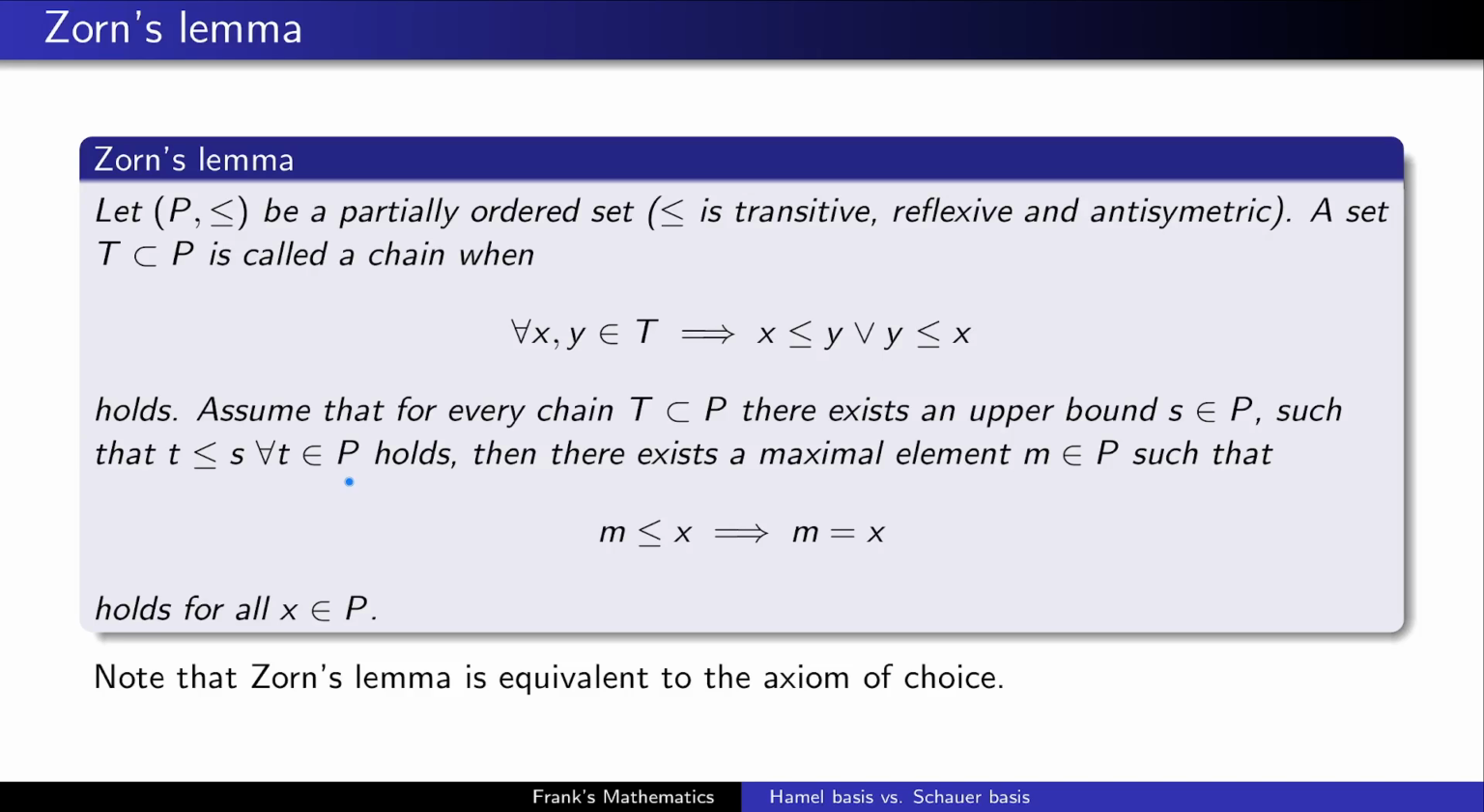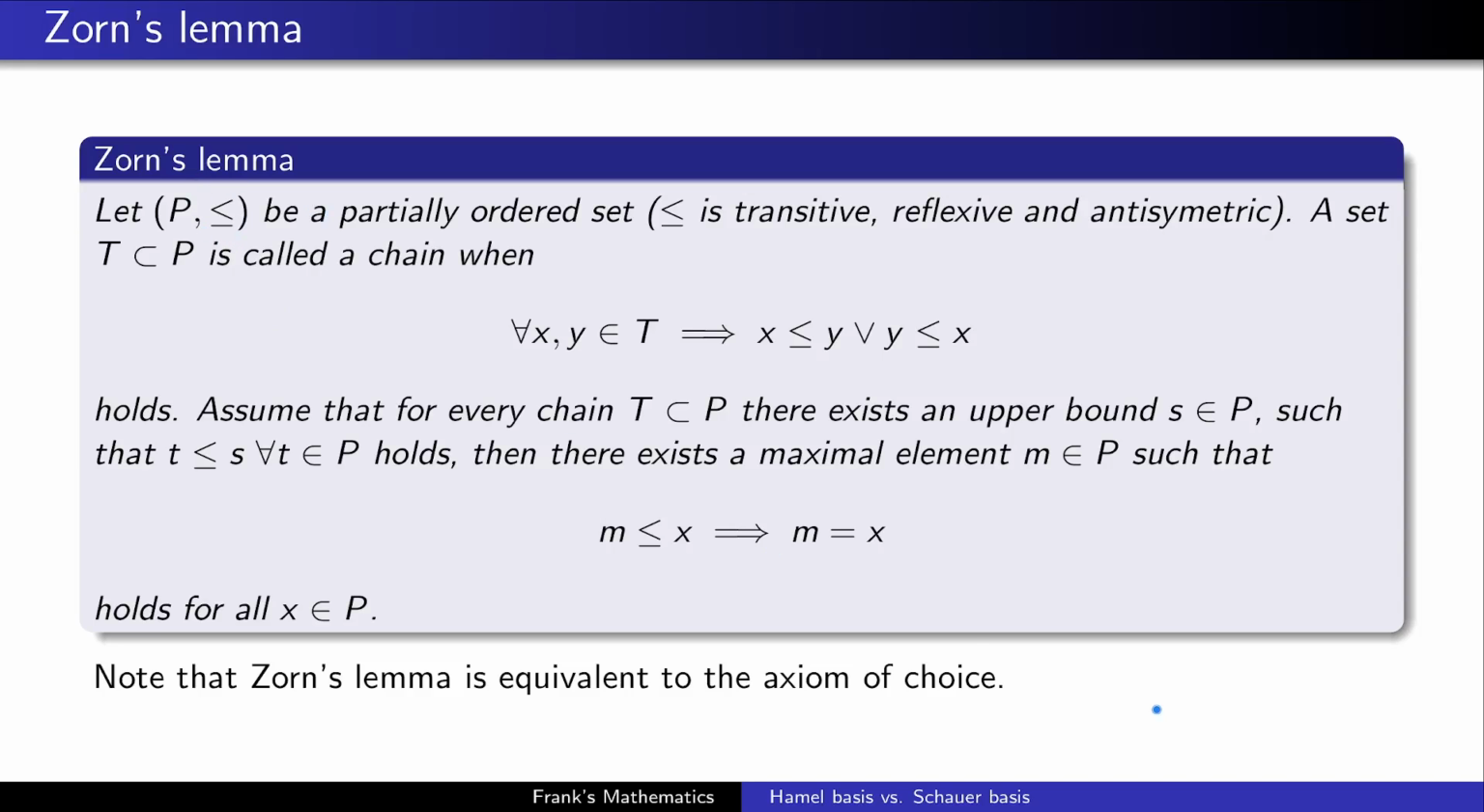If this assumption holds for all chains, then Zorn's lemma says there must be a maximal element in our set P. This maximal element is called M, meaning that for all elements x in P, this condition holds: if M, our maximal element, is less or equal than x, then M is already x, or in the other way, x is already M. So we have a maximal element for our operator less or equal here.